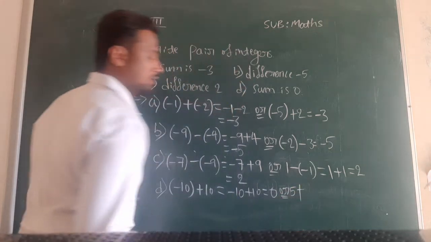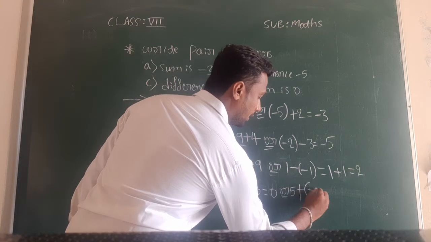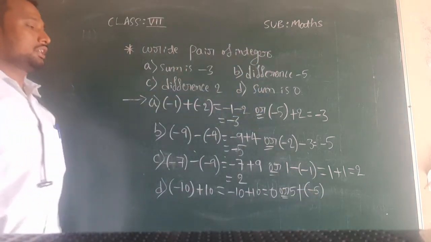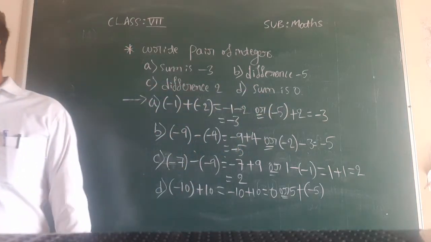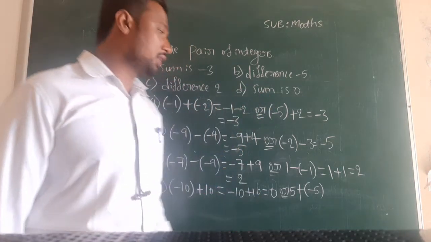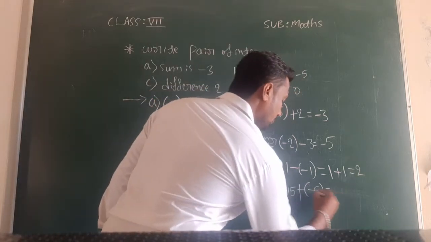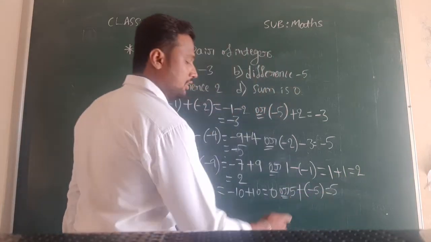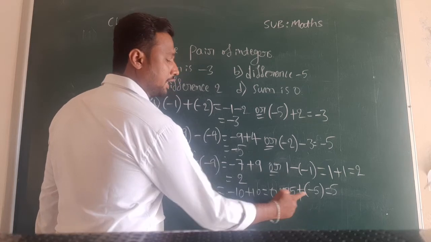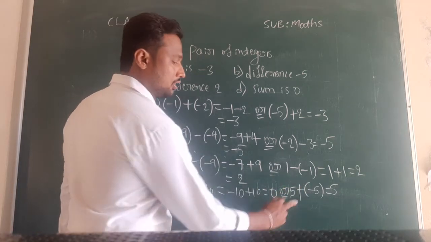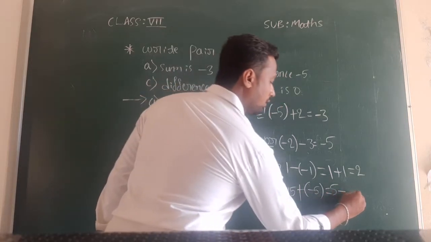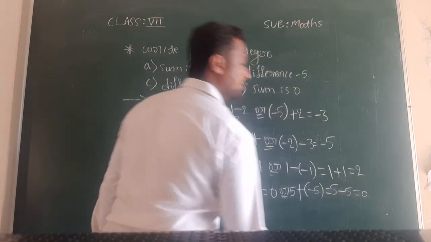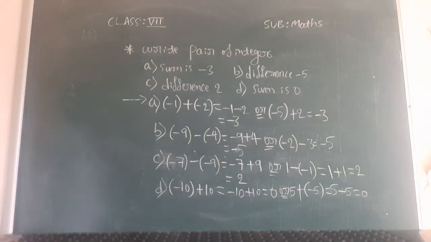5 plus into bracket minus 5. Here we should consider plus because they have given here sum. Therefore we have to add only. And now 5 I will write as it is, and here when removing this bracket you have to multiply signs. So plus into minus, minus 5 I will write. 5 minus 5 means what we will get? 0. Okay, like this only you can write so many examples.